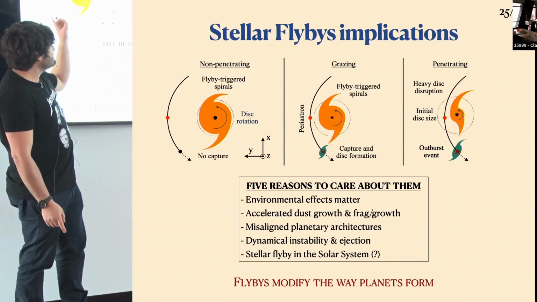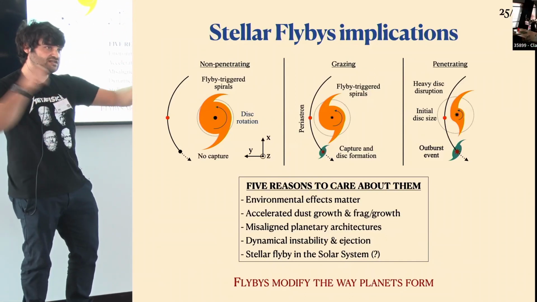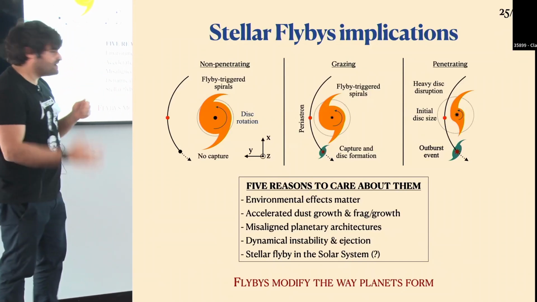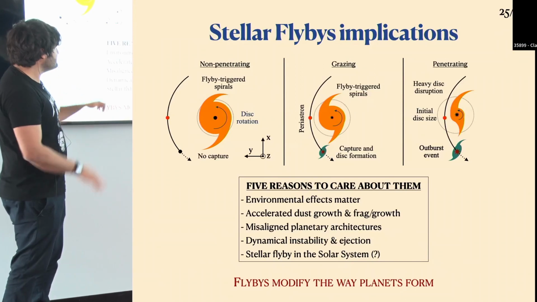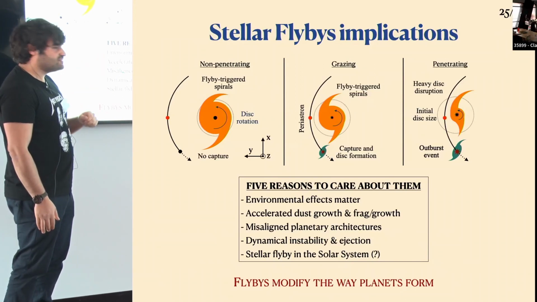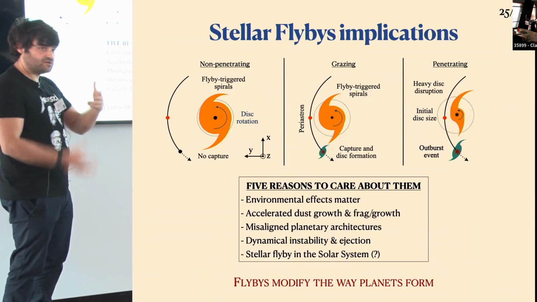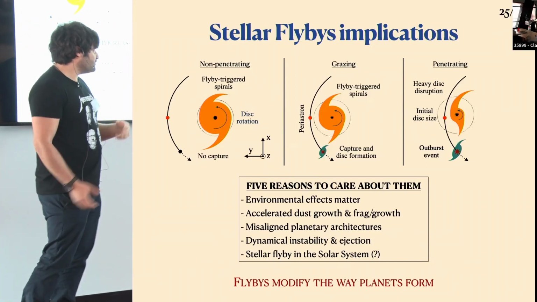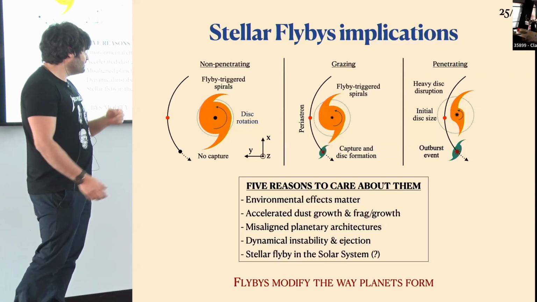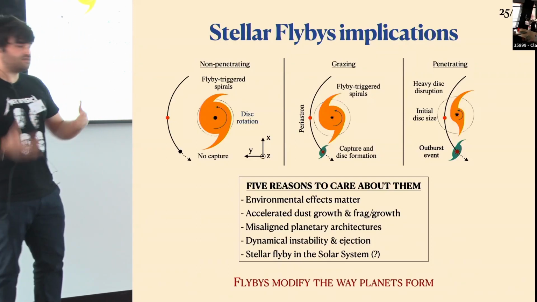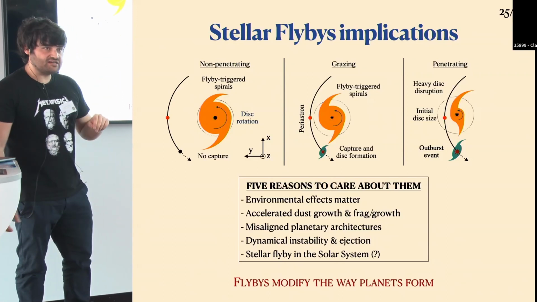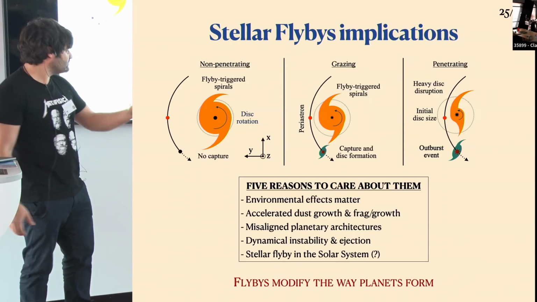And there are some hints that sometimes flybys occur really far away, but they still do something to the disk. But basically, the 5 reasons you should care about stellar flybys is that the environmental effects really matter in star formation, so when the disks form. Then that could lead also to accelerated dust growth or even fragmentation growth changes in the disk. That can also lead naturally to misaligned planetary architectures, which is something which is emerging from surveys.